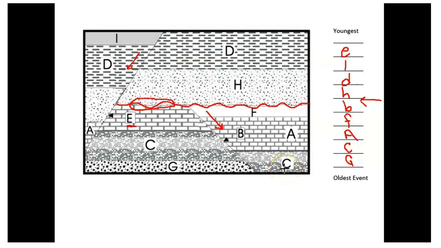I hope this was helpful in your understanding of how to relatively date a sequence of events. And remember, always start at the bottom of your cross-section. These are your oldest events, or what happened first in your story, and work your way up your cross-section to the top of the cross-section, which are your youngest events. These are the events that happened most recently.